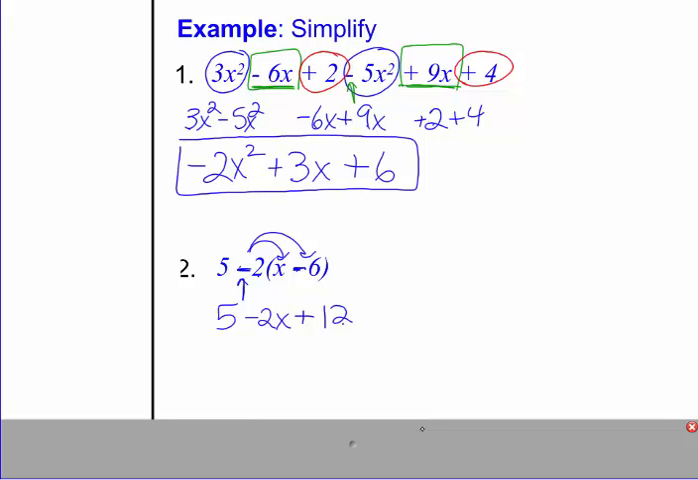Now you combine like terms. So 5 plus 12, those are both constants, so you would combine those. So we have negative 2x plus 17. And that's your final answer.